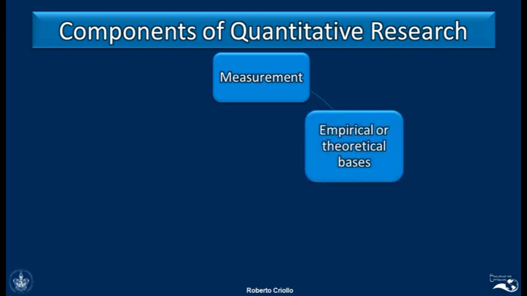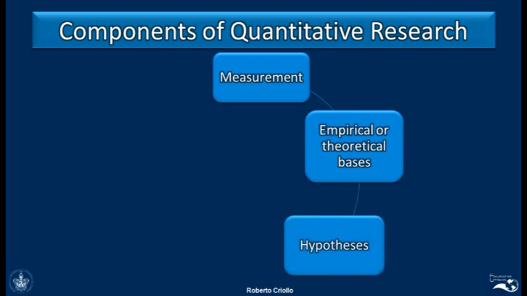Secondly, obviously, you must have an empirical and or theoretical basis. So this means that you don't start your research with an open question. You start from the theory, from what other people have done, from what other people have found, and the only thing that you're going to do is test hypotheses to decide whether or not these theories that you're establishing are valid or not.